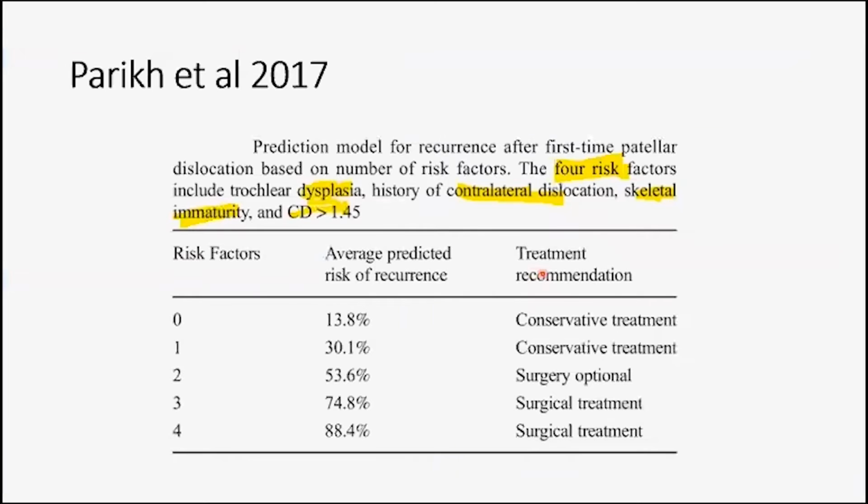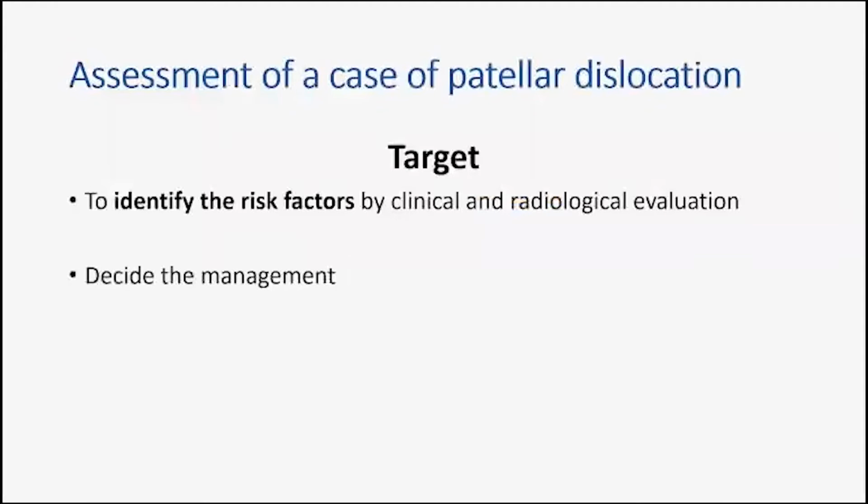Fithian 2017 uses only 4 risk factors: skeletal immaturity, patellar height using Caton-Deschamps, and history of contralateral dislocation. He reported that increasing the risk factors increases the rate of recurrence, and that with 2 or more risk factors, a surgical option is recommended. It is important to identify the risk factors in each case to define which patients are going to have a recurrence.